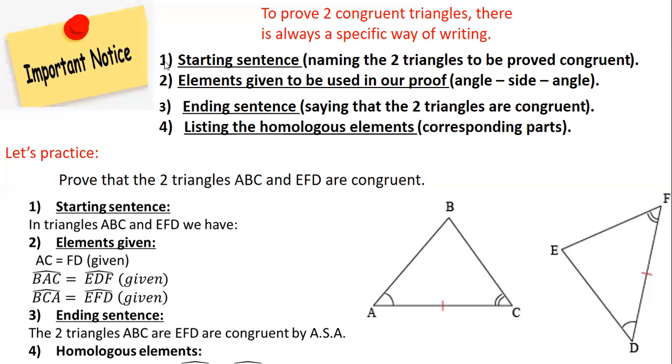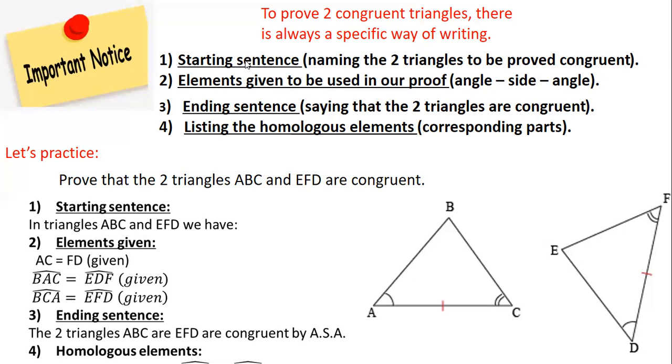Step number 1, we should write a starting sentence. What do we mean by starting sentence? Naming the two triangles to be proved congruent. Step number 2, we should write the elements given to be used in our proof. As I said, first we should look for equal sides in both triangles. Then we look for equal angles that should be adjacent to the equal sides. After we find the sides and the angles, step number 3, we should write an ending sentence.